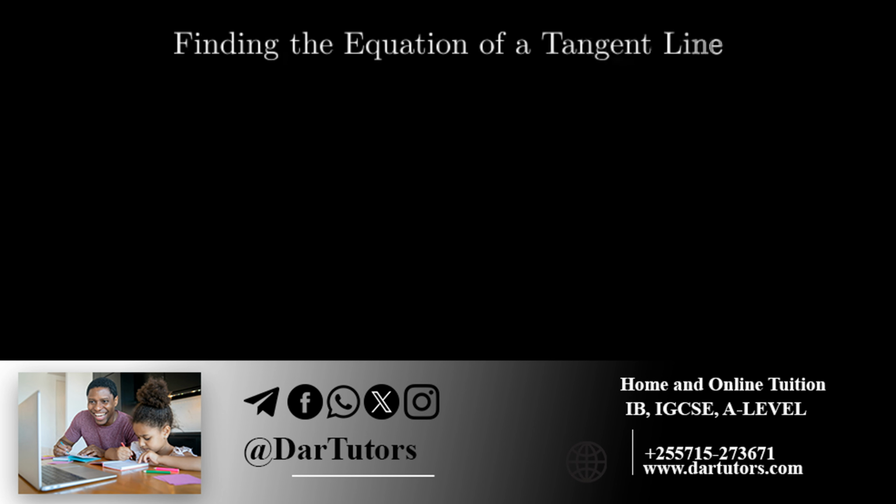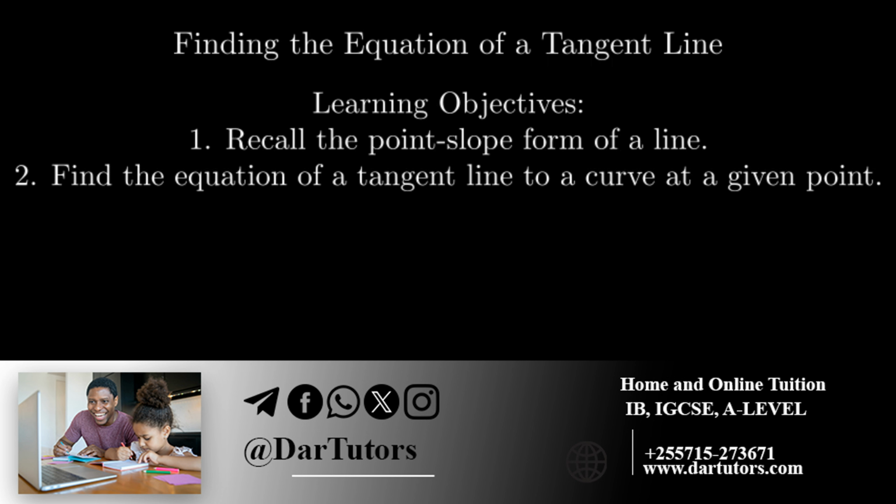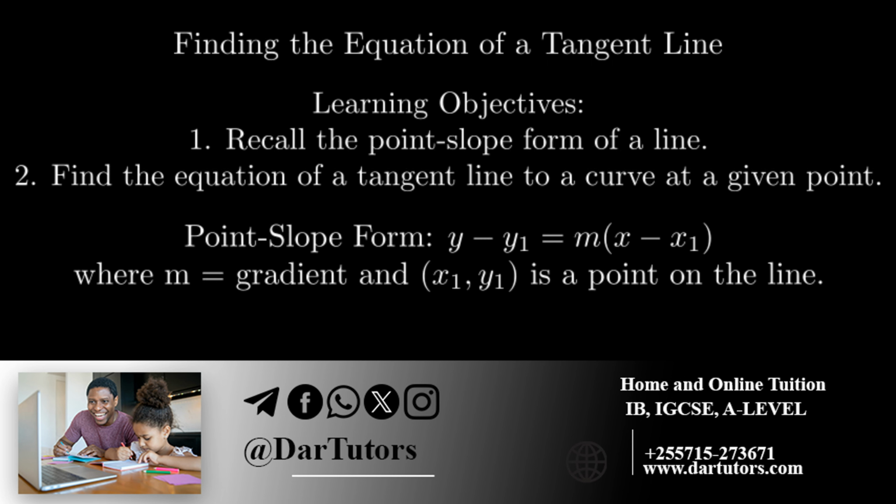Our goals for this scene are to recall the point-slope form of a line and then use it to find the equation of a tangent. So we'll be combining our new calculus skill with some fundamental algebra about straight lines. First, let's remember the most useful formula for the equation of a straight line when you know its gradient and a point on it. This is the point-slope form. The equation is y minus y1 equals m times the quantity x minus x1, where m is the gradient and (x1, y1) is the known point.